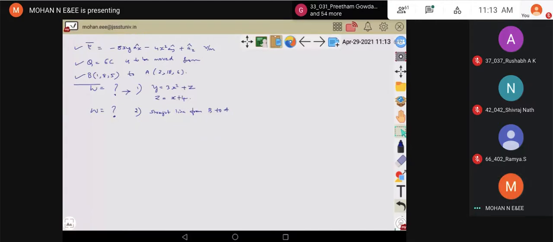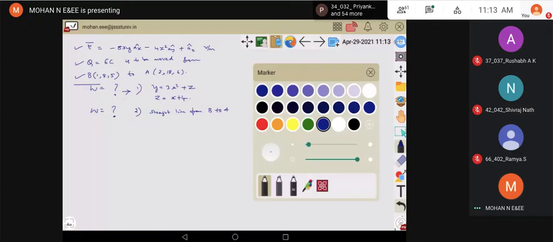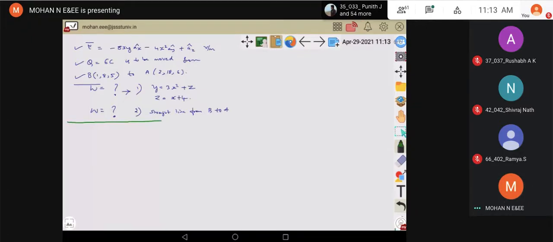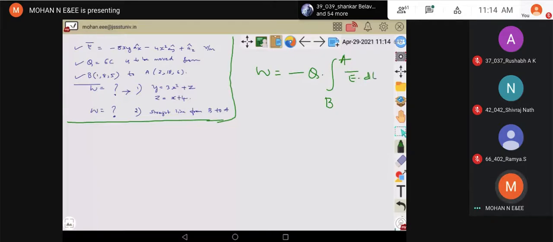Okay. So let us write the equation first. Equation for work done. This is the problem. So the work done equation we know: W is equal to minus Q times the integral from B to A of E vector dot dL vector. Okay, so E vector is given.